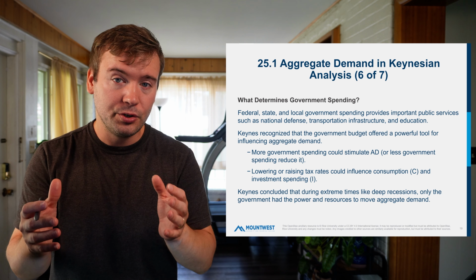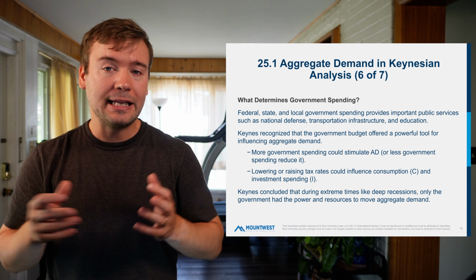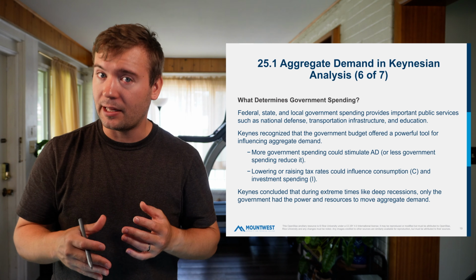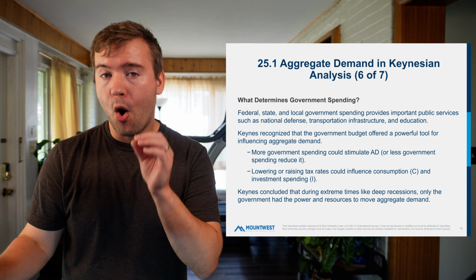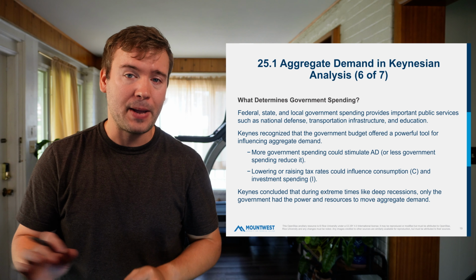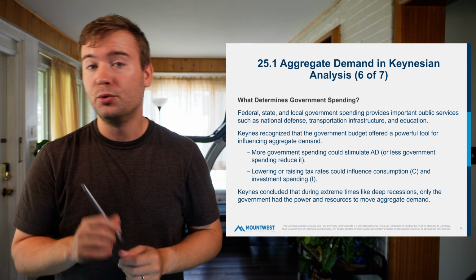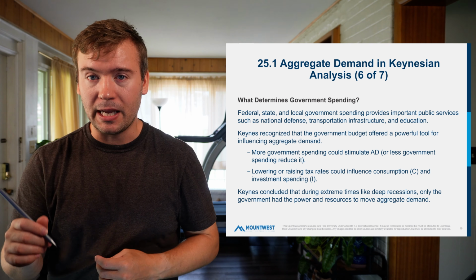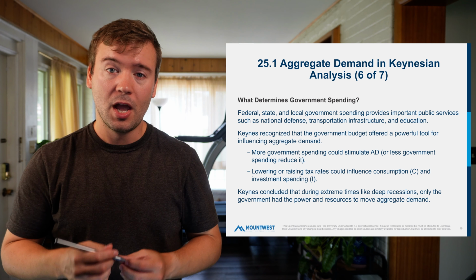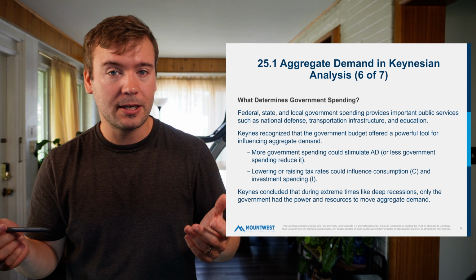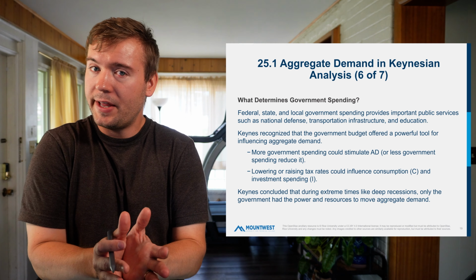Keynes concluded, very famously, that during extreme economic downturns like a deep recession, only the government possessed the power and the resources to effectively move aggregate demand and stabilize the economy. For example, during the 2020 pandemic, we had a little tiny recession there.